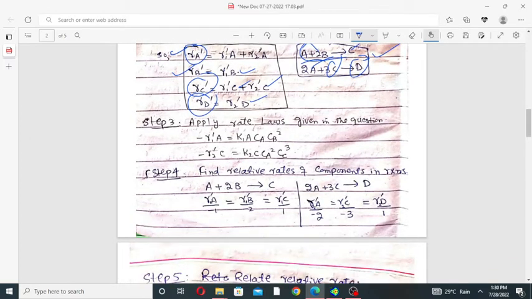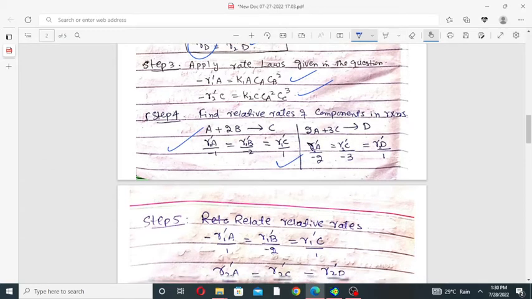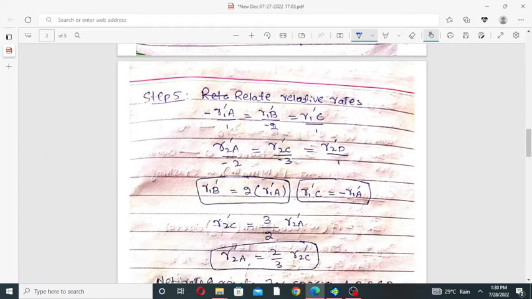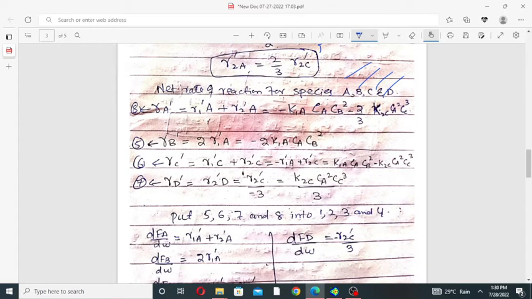Then we apply the rate laws. These rate laws were given to us in the problem. Then the relative rates for the components in the two reactions were these. We relate the relative rates, and we obtained the net rates for species A, species B, species C, and species D.